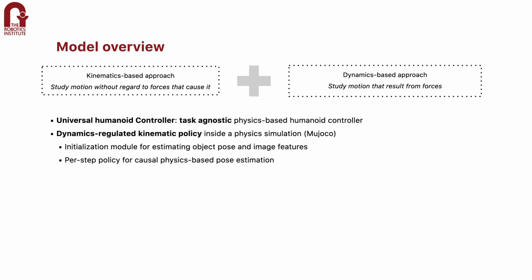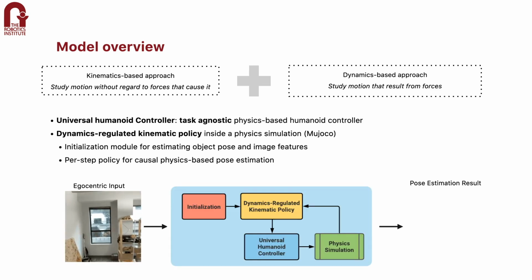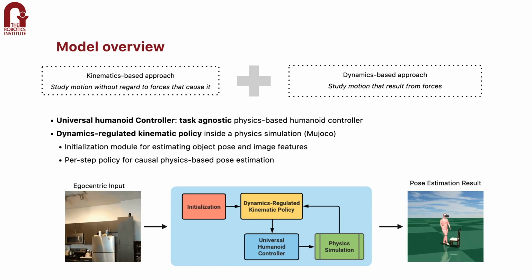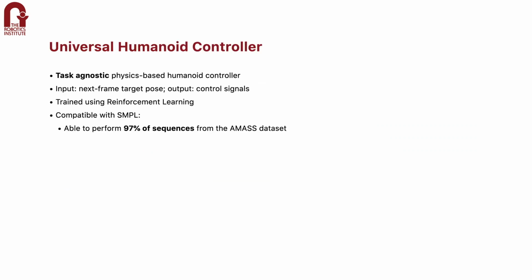And to tightly integrate these two, our framework consists of two main aspects: a universal humanoid controller and a dynamics regulated kinematic policy that works in tandem with this controller to estimate pose inside simulation. We first propose a universal humanoid controller. This controller is capable of driving a simulated humanoid to mimic a broad range of human motion. The input is one frame of target pose to mimic, and the output per step is joint torques.